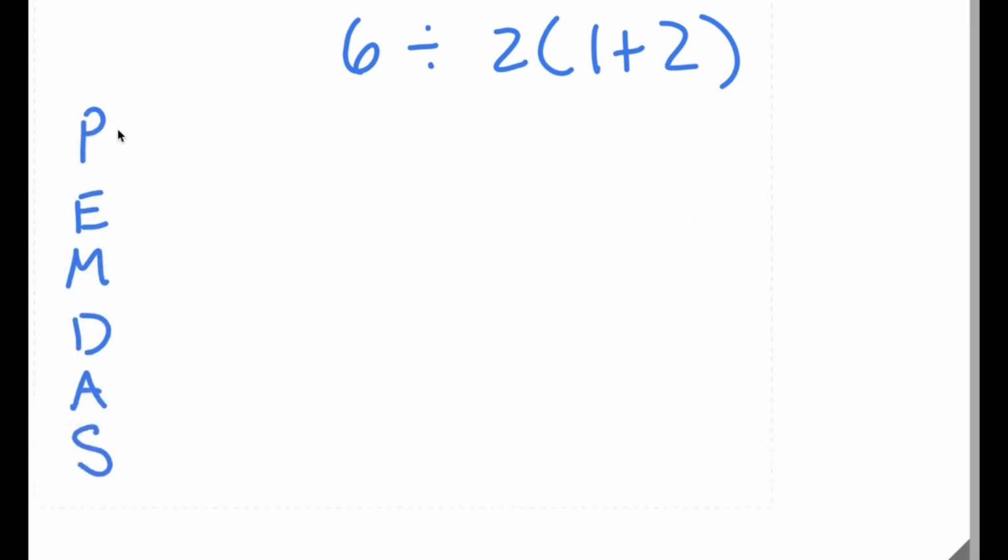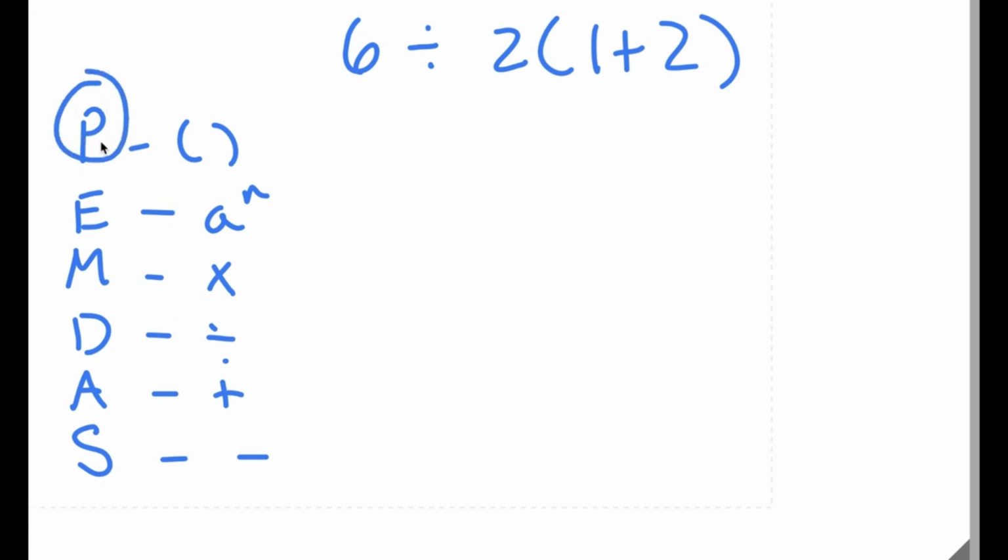So the P here stands for parentheses. The E stands for exponents. The M stands for multiplication. The D stands for division. The A stands for addition, and the S stands for subtraction. So we have to go in a certain order.